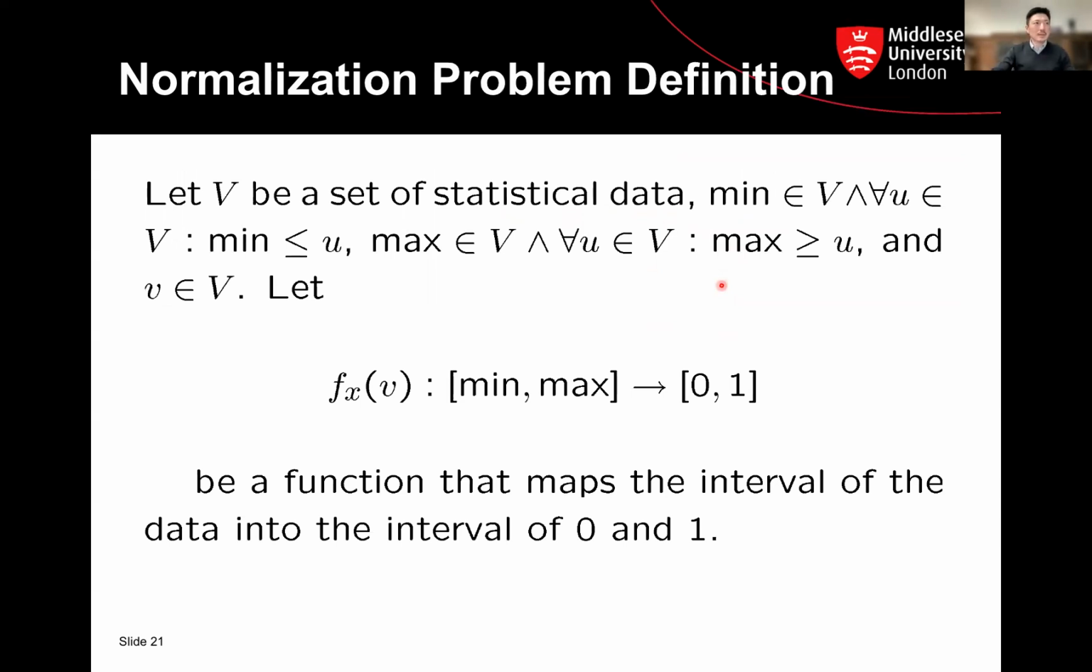Okay, and then the normalization. I'm just going to spare you all the mathematics and explain the main concept. So this will be in the range of your data. You find the minimum and the maximum values of your data, and you somehow transform that into the range between 0 and 1. This is a common approach.